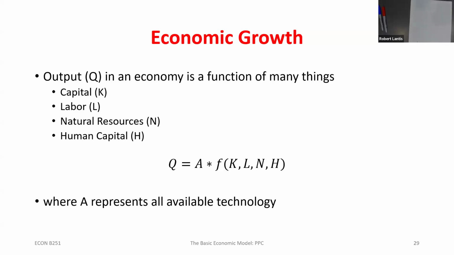And then A is going to represent, if we have varied levels of technology, the same inputs could get me a higher level of output. I could have the same workers, same capital, but if I've just got better technology, that same amount would produce a higher level of output.